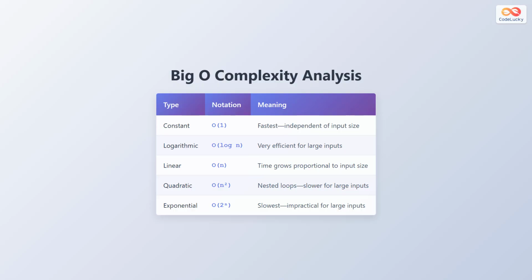Understanding the efficiency of an algorithm is crucial, and we measure this using big O notation. Constant time, denoted O of 1, is the fastest and runs in the same time regardless of input size. Logarithmic time, O of log n, is very efficient for large inputs and is used in binary search. Linear time, O of n, grows proportional to the input size and is common in simple loops. Quadratic time, O of n squared, uses nested loops and becomes slower as input size increases. Exponential time, O of 2 to the power of n, is the slowest and becomes impractical for large inputs. Choosing an algorithm with better complexity is key to solving problems efficiently.